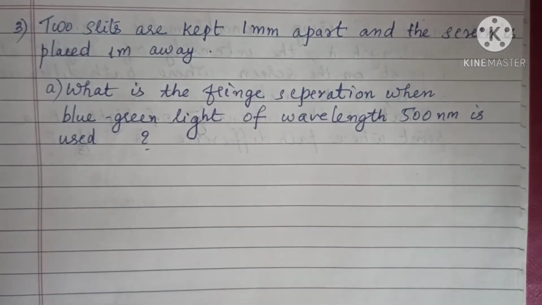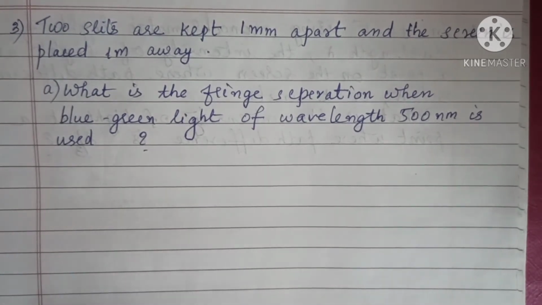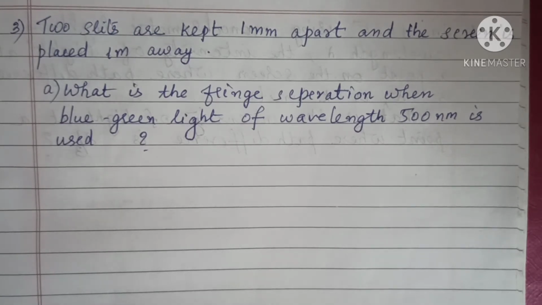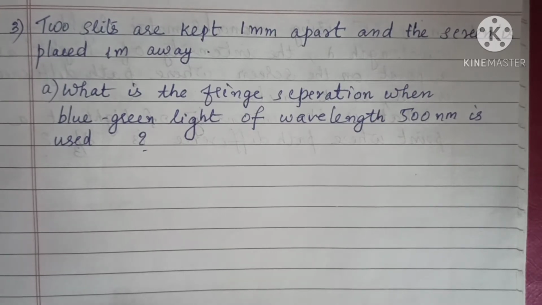So our third question. Two slits are kept 1 millimeter apart and the screen is placed 1 meter away. What is the fringe separation when blue-green light of wavelength 500 nanometer is used? So here the slit separation is given, that is small d is given. Then the distance of screen from the slits is also given, which is 1 meter. First you have to find the fringe separation. What do you mean by fringe separation? S is nothing but beta.